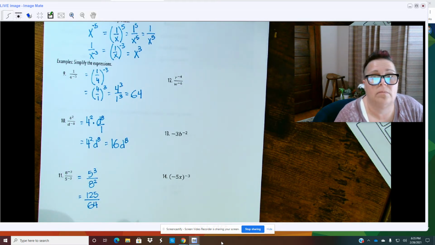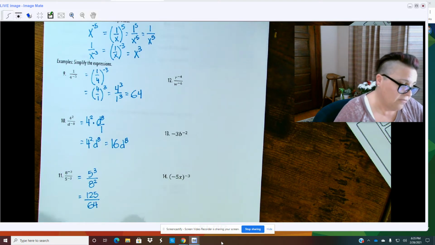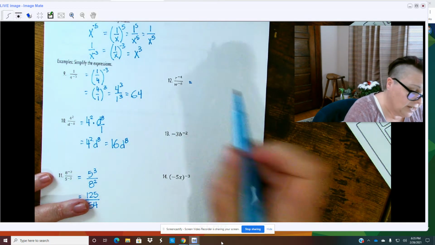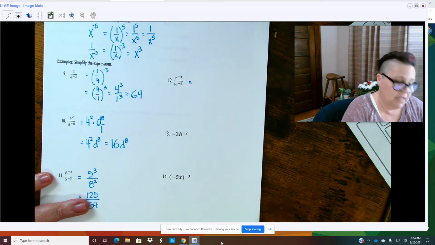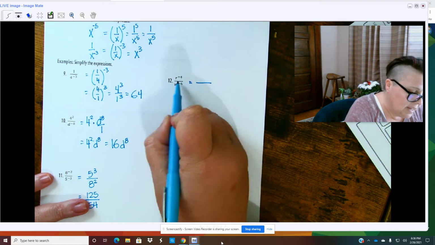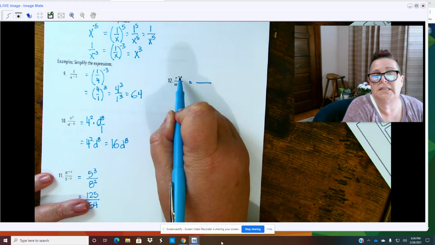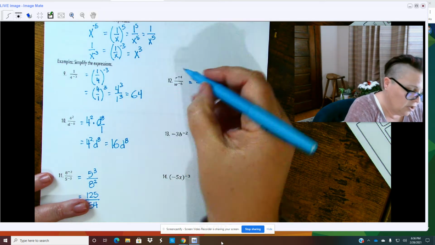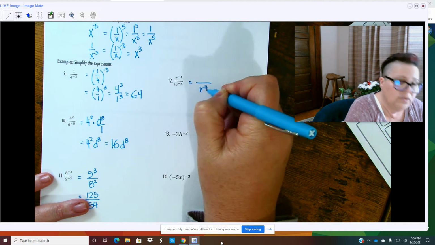Okay. Number 12 says r to the negative fourth over w to the negative sixth. I don't have a common base, so I can't do anything with those. The negative indicates that that r to the negative fourth is in the numerator, but needs to be in the denominator. So this will be r to the fourth.